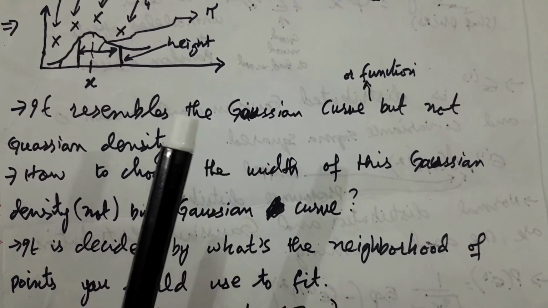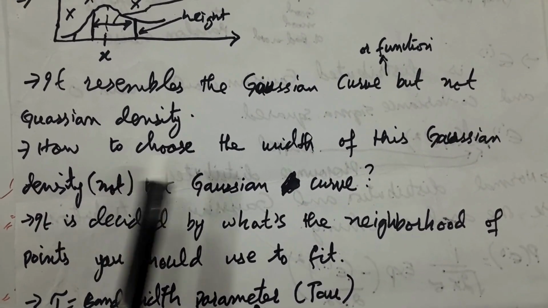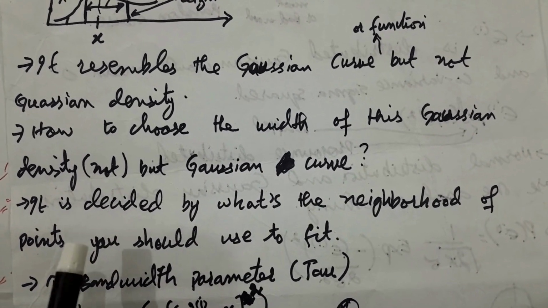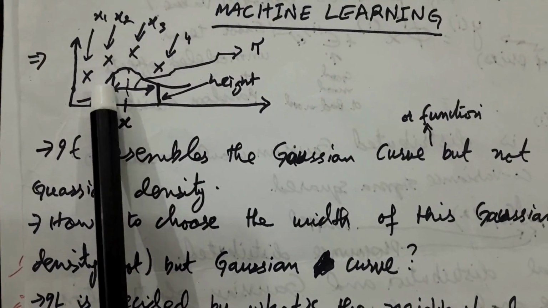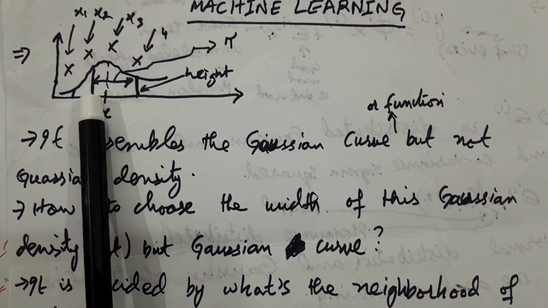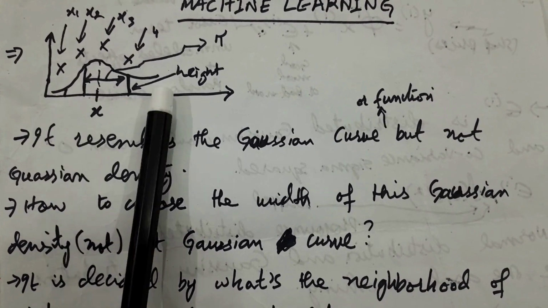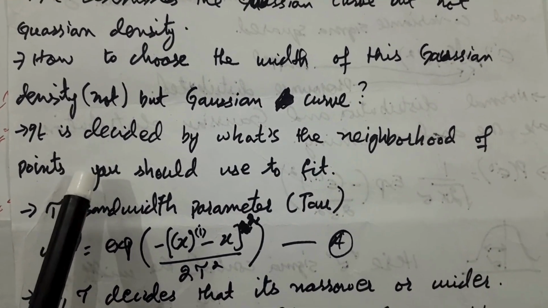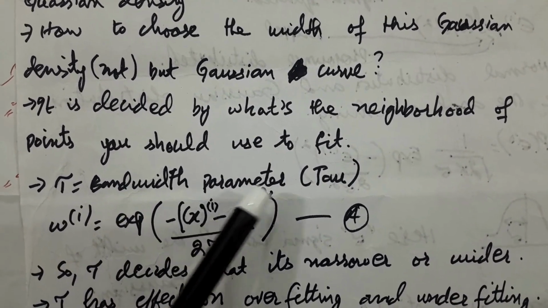That is the difference between the statistics term and the machine learning term. Otherwise, it is decided by the neighborhood of points you should use to fit. How closely the points are chosen determines its width. If the points are very close, the width is small. If the points are away, the width is too much. So it is decided by the neighborhood of points. So tau is the bandwidth parameter.